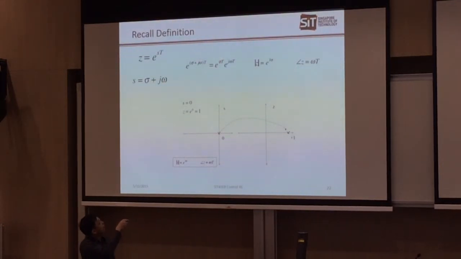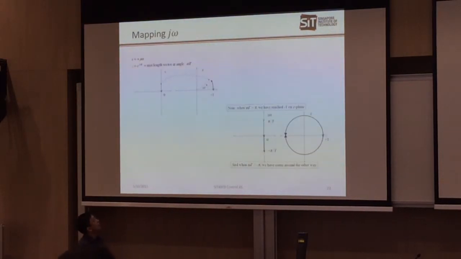Right? Real R. So if you want to do the mapping, when your S equals 0, this one will map to your positive 1. So your origin in your S domain will map to your positive 1 in your Z domain. And if you have a j omega, which means your real number is 0, you only have positive or negative omega, then this one on your imaginary axis in your S domain will represent the angle in the Z domain.